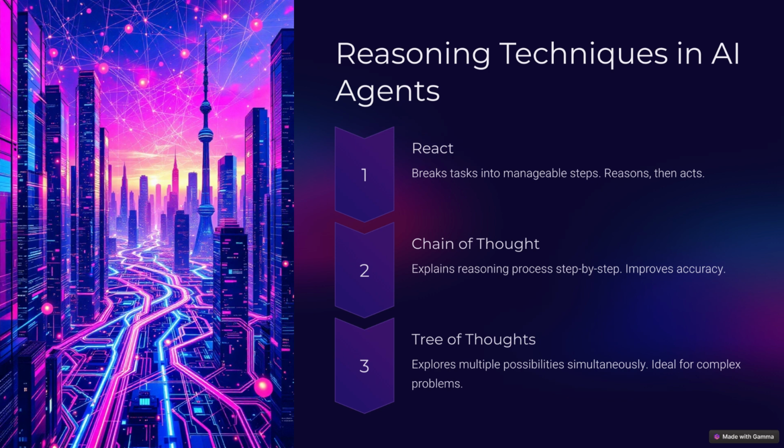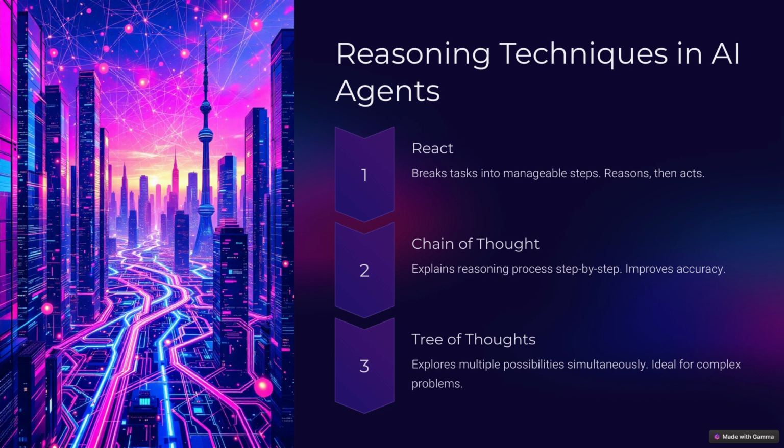Exactly. And then reasoning techniques. These are like giving the agent different mental tools to solve problems. The paper focuses on three main ones: ReAct, Chain of Thought, and Tree of Thoughts. Oh, right. We briefly touched on those earlier. Can we dive a little deeper into each one? I'd love to understand how they work.